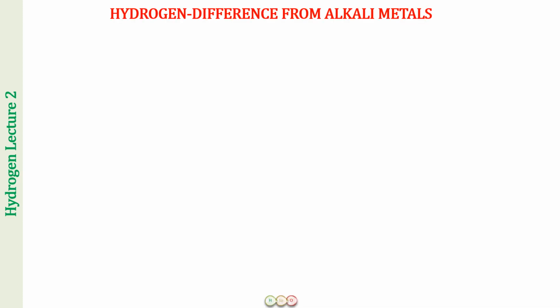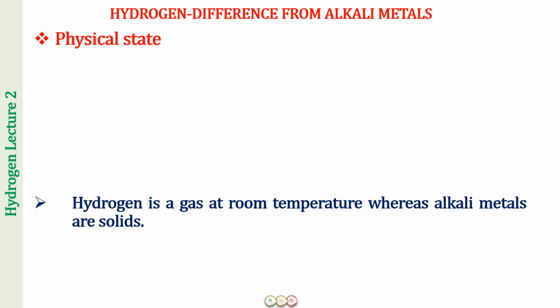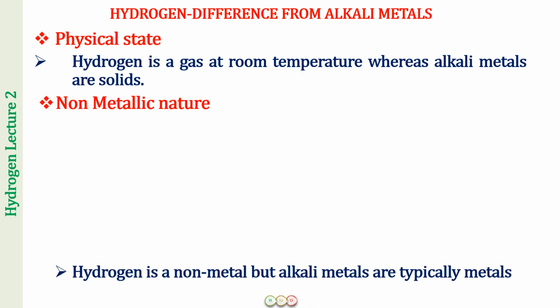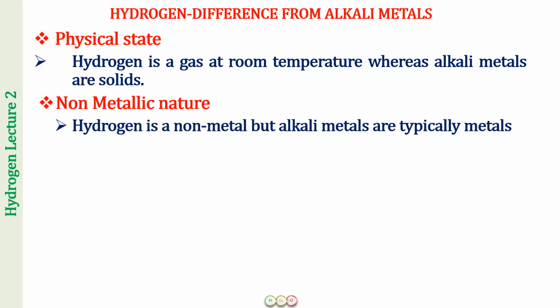So next we discuss the differences of hydrogen from the alkali metals, and the first point of difference is the physical state. Hydrogen is a gas at room temperature, whereas alkali metals are solids. The next point of difference is the non-metallic nature of hydrogen. Hydrogen is a non-metal, whereas alkali metals are typical metals.